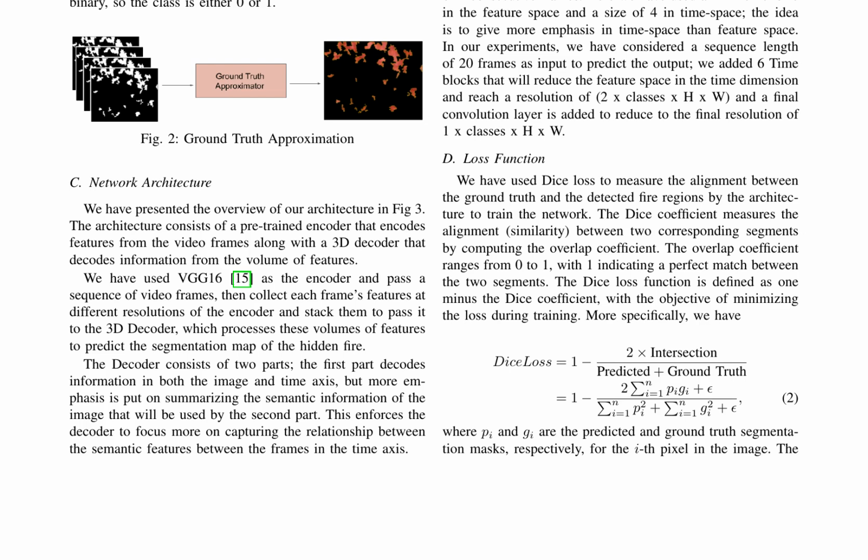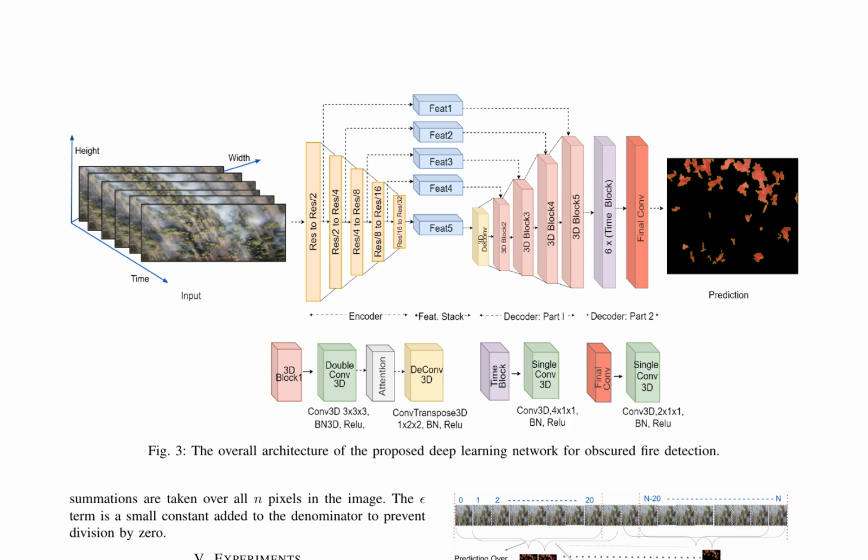The network architecture consists of a pre-trained VGG16 encoder that encodes features from video frames, and a 3D decoder that decodes information from the volume of features. The decoder has two parts. The first part decodes information in both the image and time axes, emphasizing the capture of semantic relationships between frames in the time axis, while the second part consists of a series of time blocks and a final convolution layer, capturing information from consecutive frames. The DICE loss function is used to measure the alignment between the ground truth and the detected fire regions, with the objective of minimizing the loss during training.